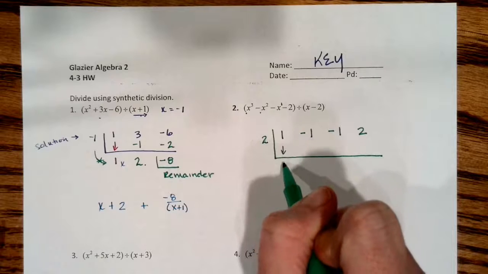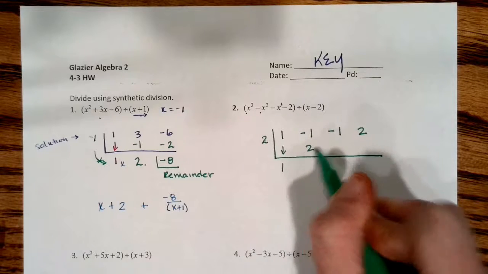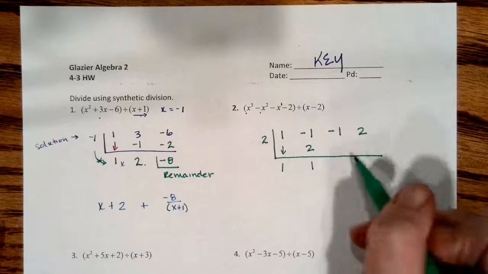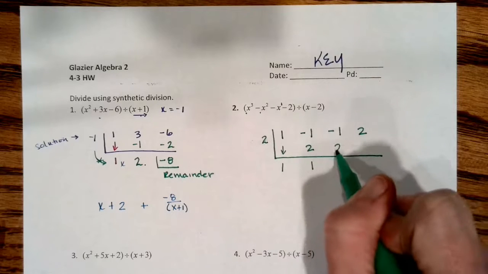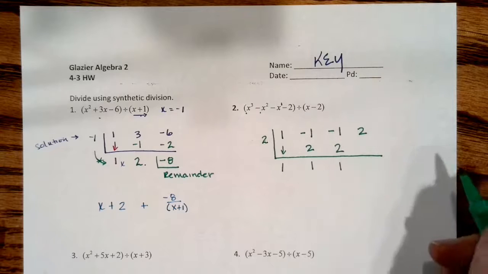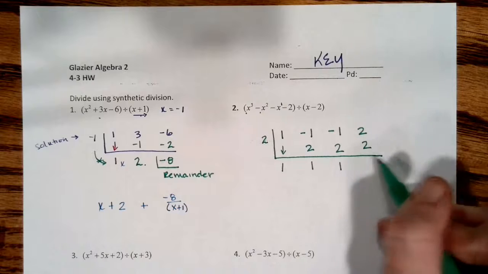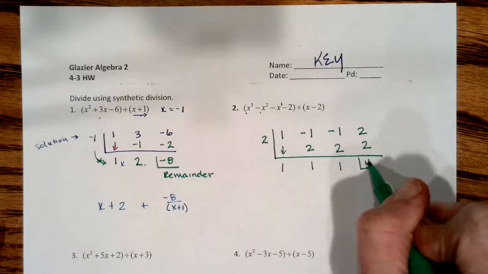1 comes down. 2 times 1 is 2. Combined terms is 1. 2 times 1 is 2. Combined terms is +1. And 2 times 1 is 2, giving me a remainder of 4.